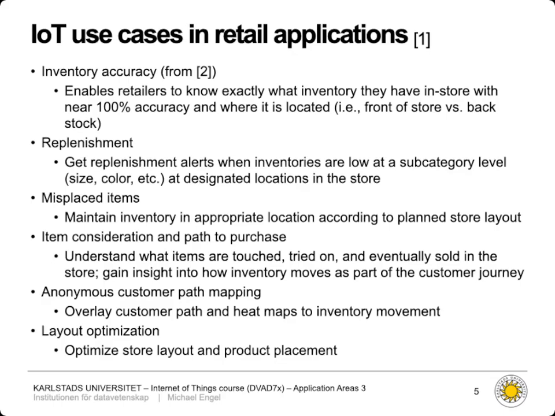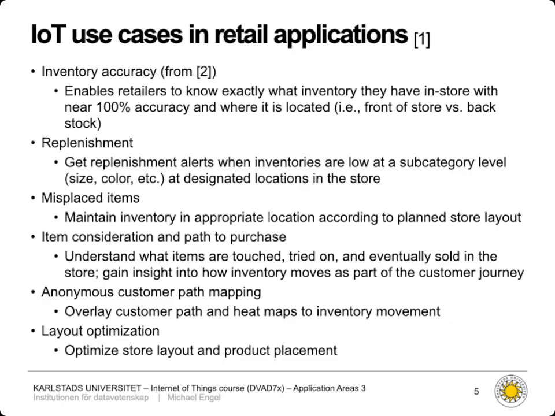So, if you can find out what items are touched by a customer, because a customer looked at an article on a shelf and then maybe put it back, what articles have been tried on, like a piece of clothes or shoes, and what articles have eventually been sold to a customer in the store, you get an insight into how inventory moves as part of your customer's trip throughout your store. You get an idea of what might be interesting.